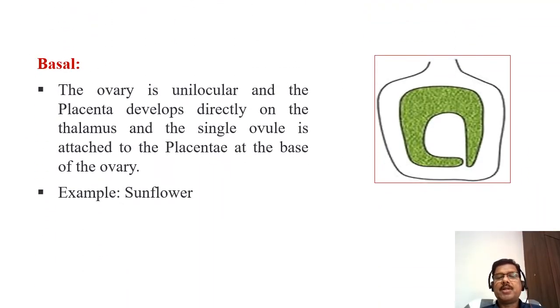Another type is basal placentation. The ovary is unilocular and the placenta develops directly on the thalamus, and the single ovule is attached to the placenta at the base of the ovary, as in the case of the sunflower. This is the ovule and this is the ovary.